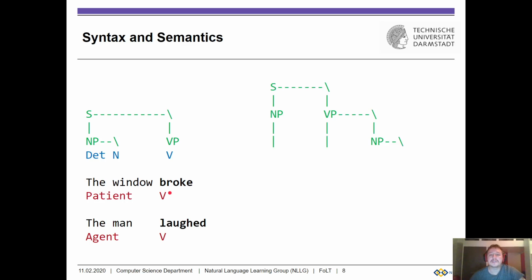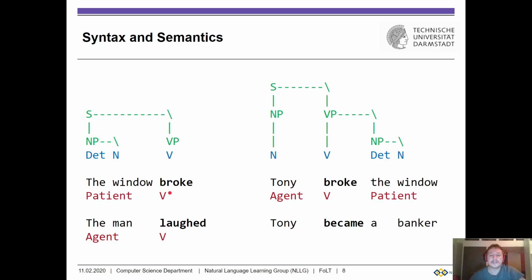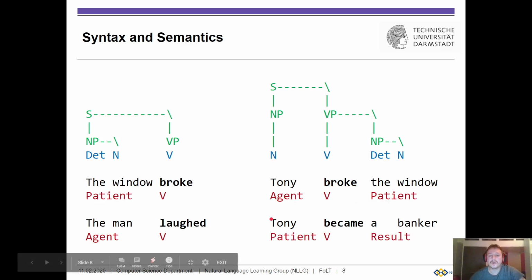This would even hold for more complex sentences, such as "Tony broke the window" or "Tony became a banker". In both of those cases, we have a verb, and it has two arguments. In one case, it's Tony and the window as the two arguments. In the other case, it's Tony and a banker. And again, we see that those arguments are noun phrases in both of those cases.